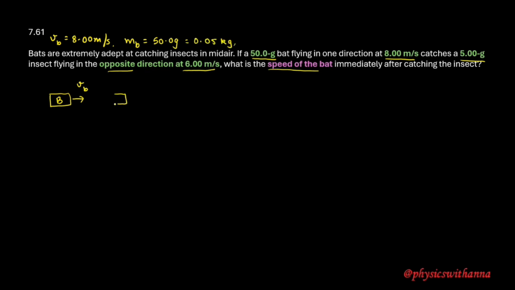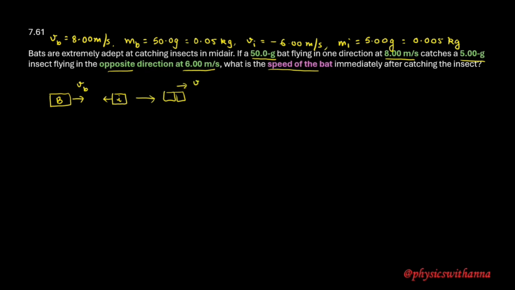And then you have an insect which is moving in the opposite direction. I will call this I. And velocity of the insect, since it is going opposite to the bat, we will take it negative, which is negative 6 meters per second. Mass of the insect will be mi, that is 5 grams, which we can write as 0.005 kilograms. And we need to find the speed of the bat after it catches the insect. So basically, we need to find their common speed after collision when they move together, which is v.